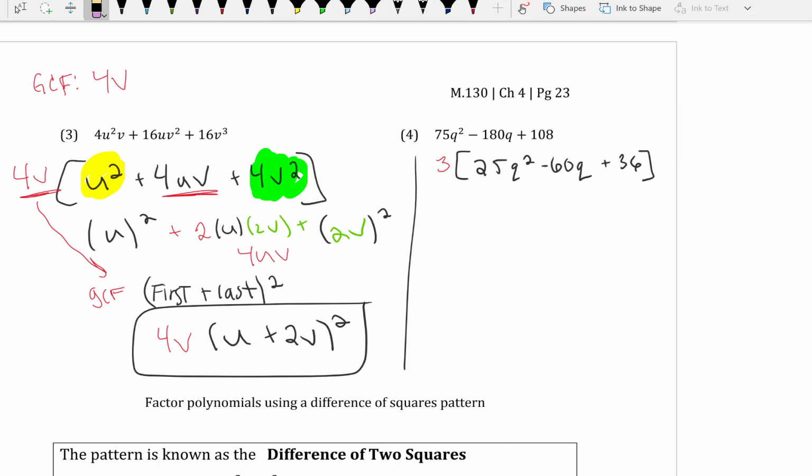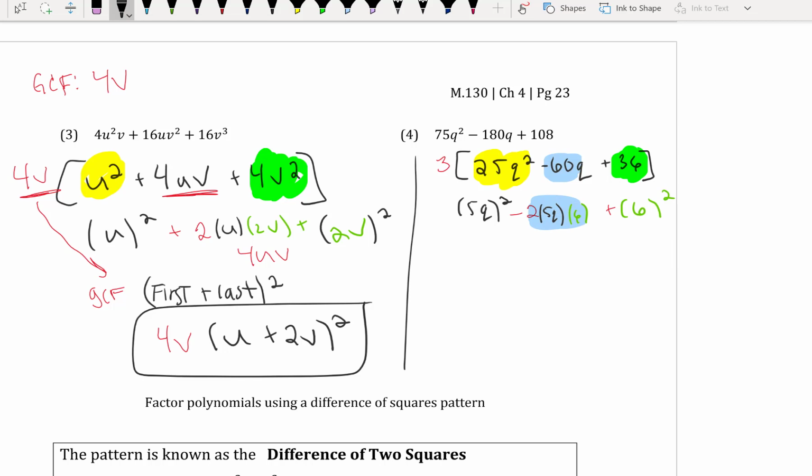Now I'm going to go ahead and see if I have my perfect square binomial pattern. So for the first, it looks like it can be written as 5q squared. My last, it looks like that would be my 6 squared. I have a subtraction. So let's see, would it be 2 times the first, which is 5q, times my last, which is a 6. So let's see what that gets me. 2 times 5 is 10, times 6 is 60. So it definitely looks like that 60 I get from that middle term.